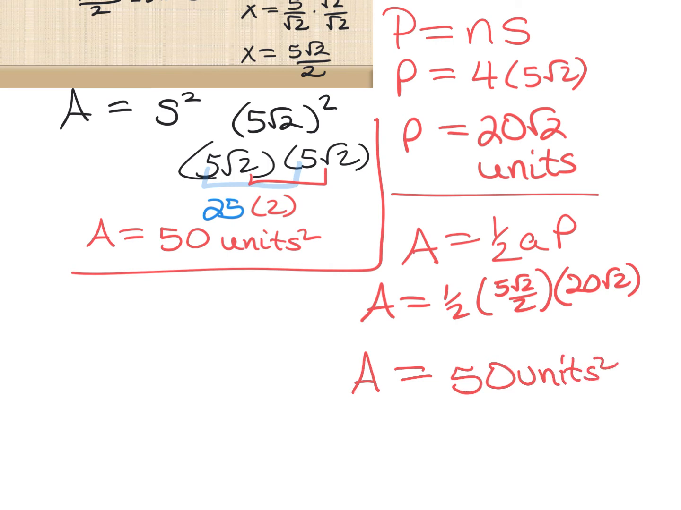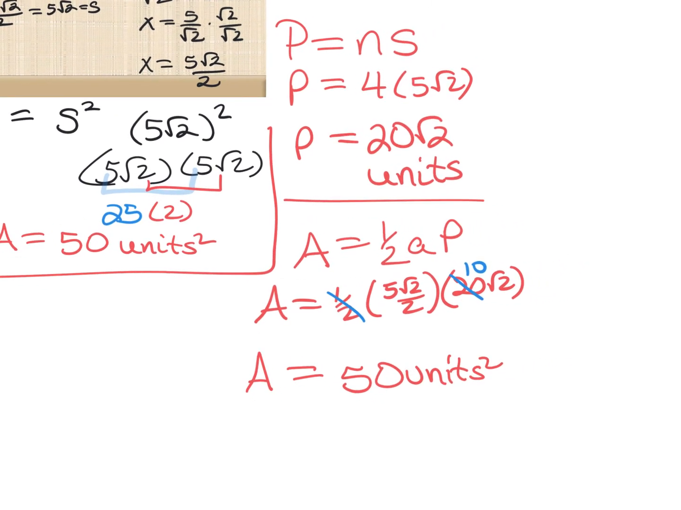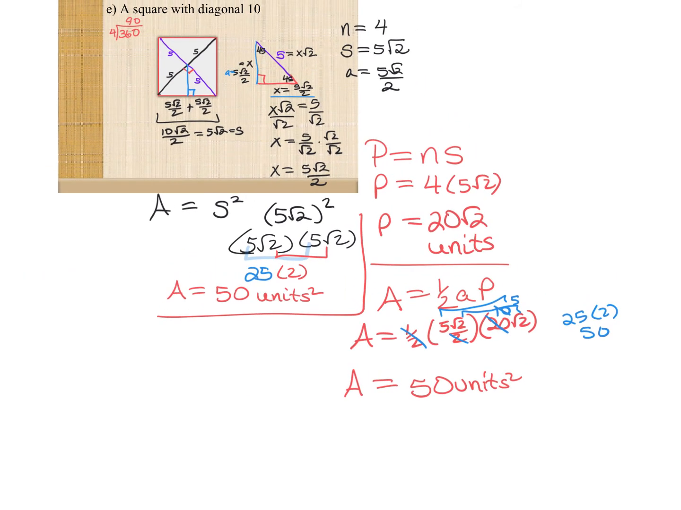Because watch what could happen here. I could take half of 20, change that to a 10, and then what I could do is 5 times 10. Actually, I could take half of 10 again and make that a 5. And now do 5 times 5. And then root 2 times root 2, which is 2. And I get 50. So again, either formula works when it's a square, as long as you know the side length.